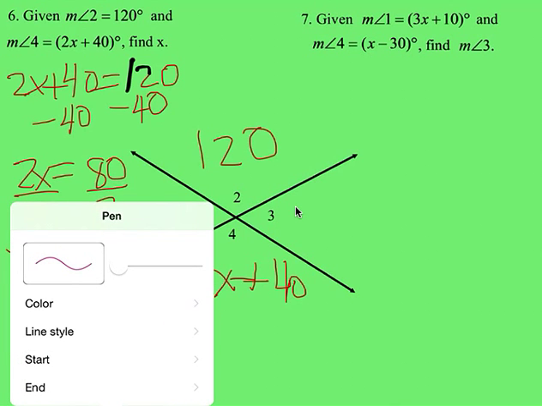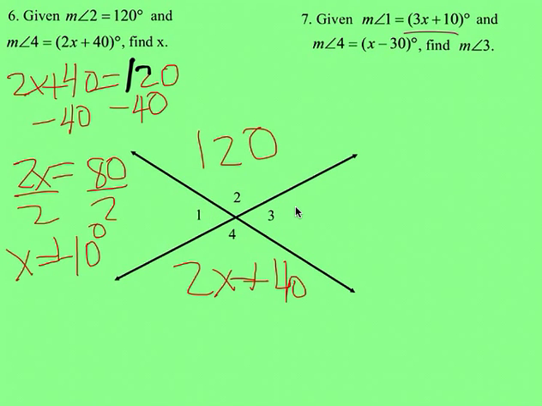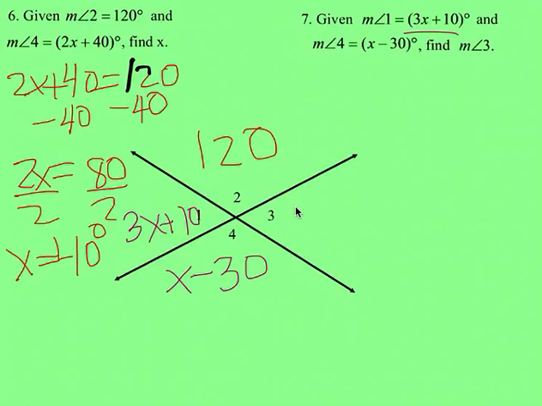So here it says, given that the measure of angle 1 is equal to 3x plus 10, and then the measure of angle 4 is x minus 30. Oops, angle 4, not angle 3, Miss Humbert. So the measure of angle 4 is x minus 30, not 3. Goodness, struggle.